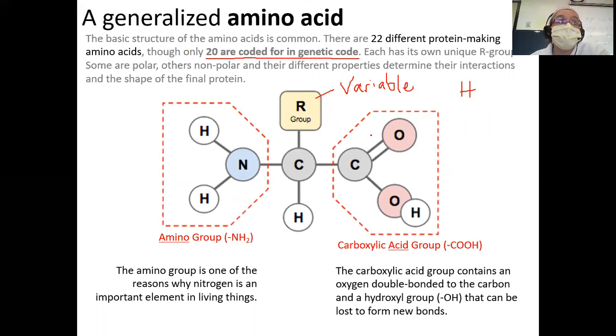What you do need to know, and this was on last year's AP exam, you need to be able to label the functional group. So you need to know that this particular group here is an amine group. It's the NH2 group. Sometimes it's written the other way around as H2N. It's the same thing.